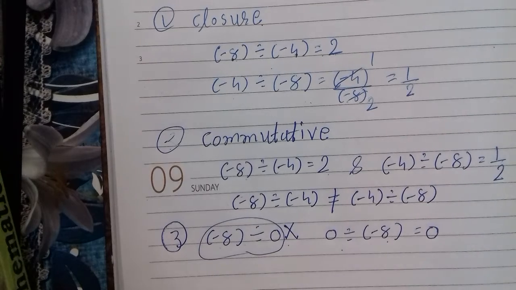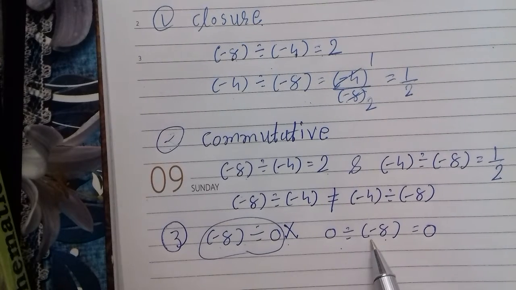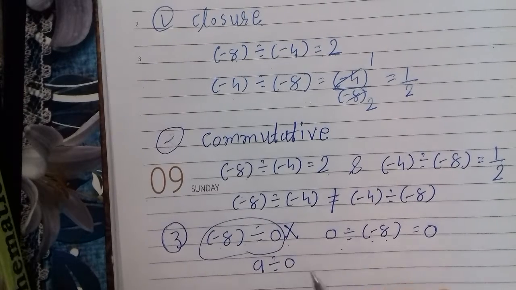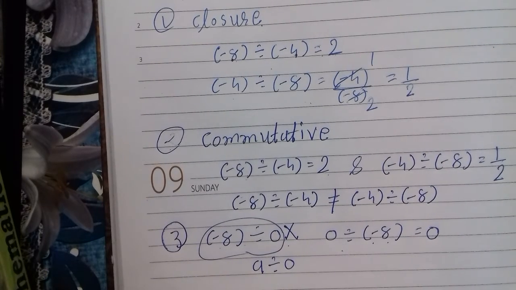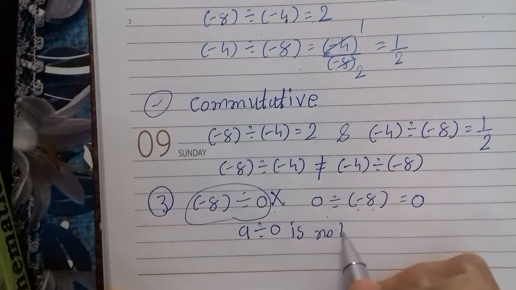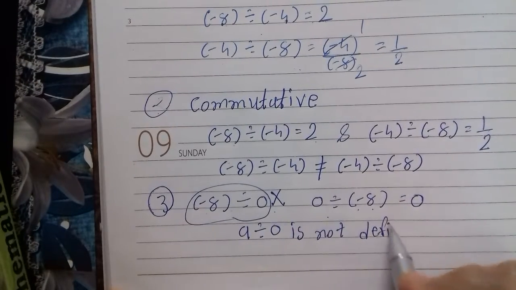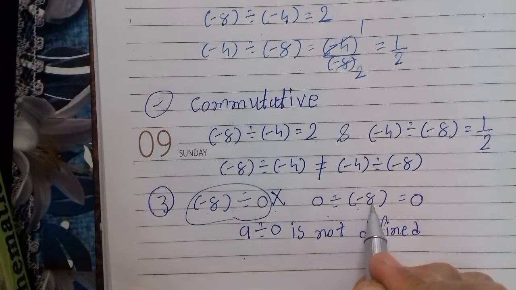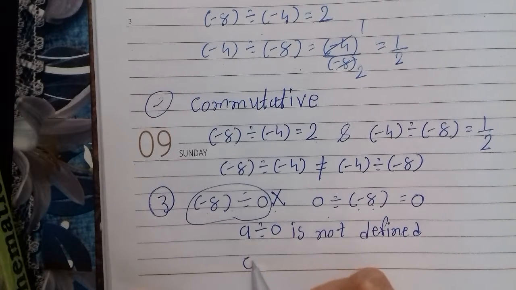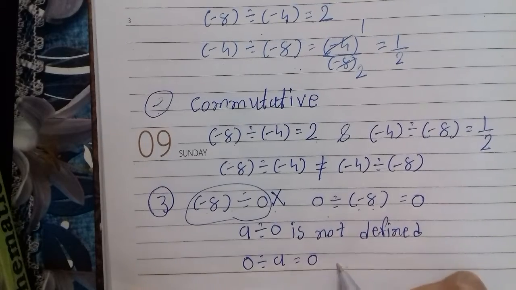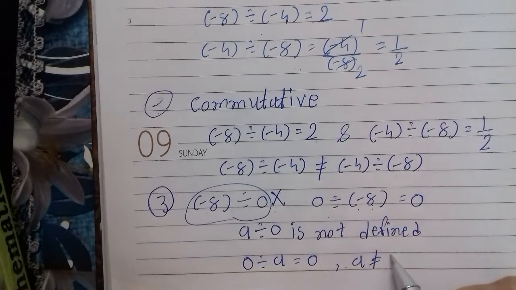That is, for any integer a, a divided by 0 is not defined. But for any integer a, 0 divided by a is equal to 0, but a should not be 0.